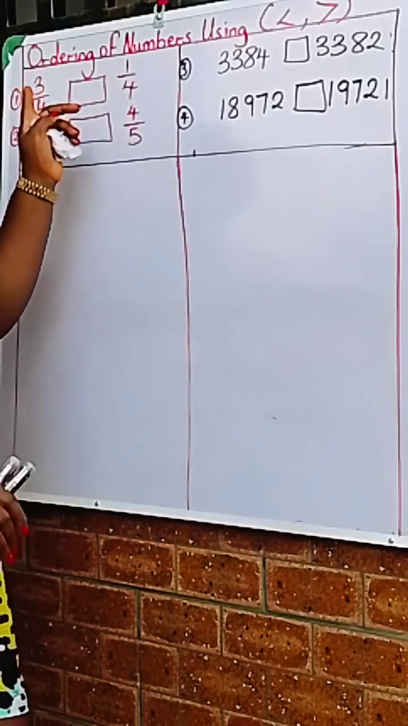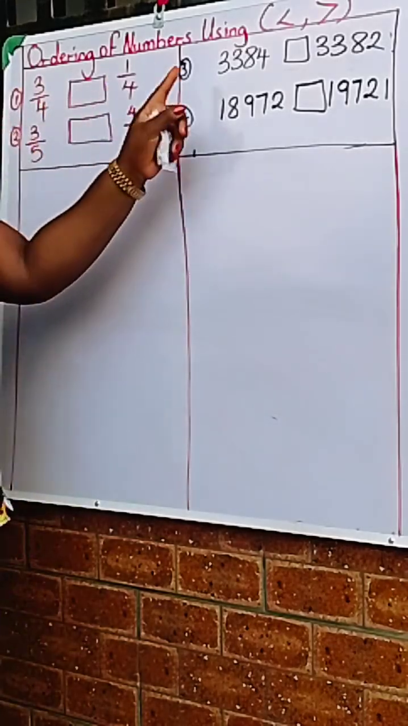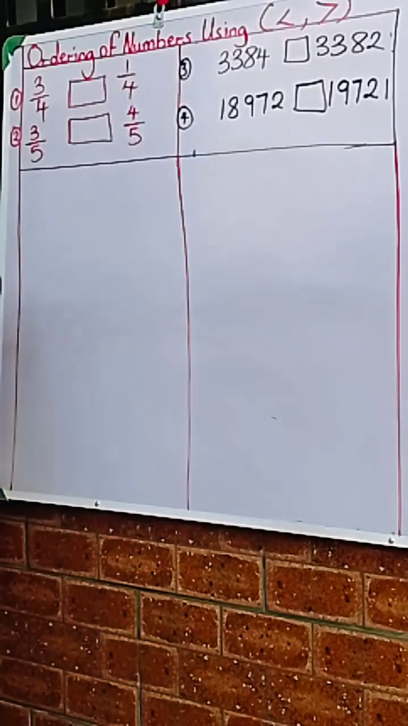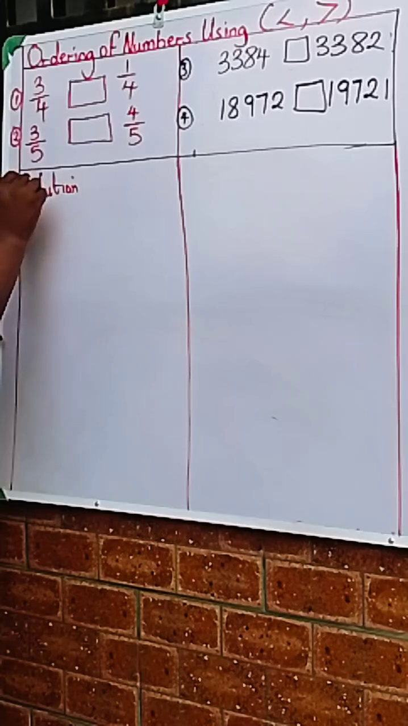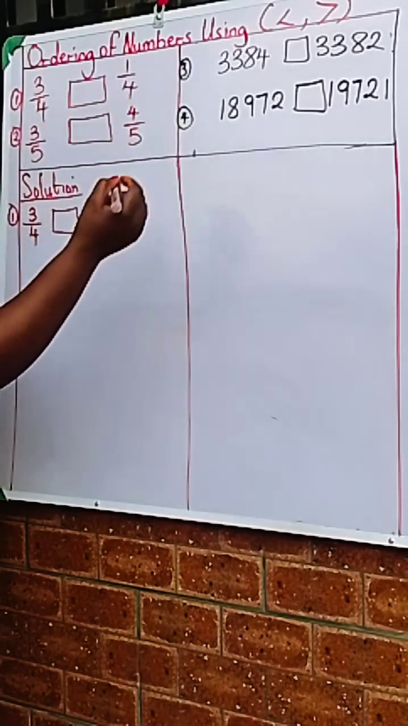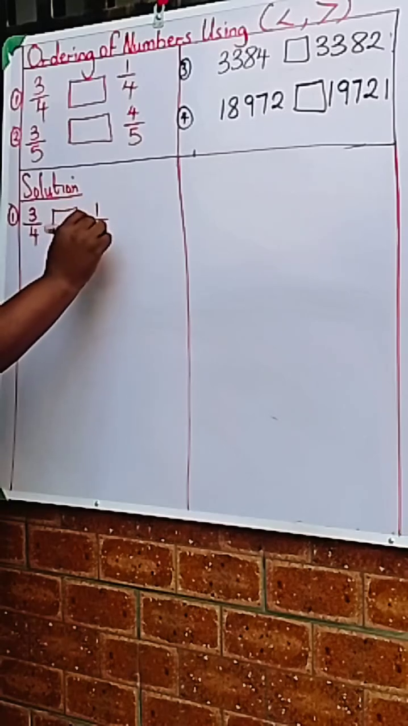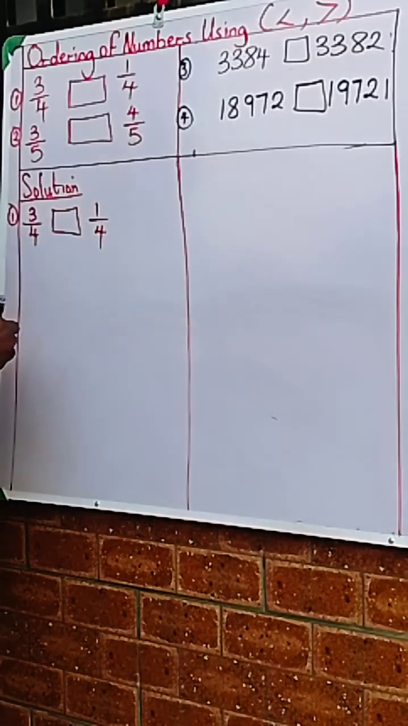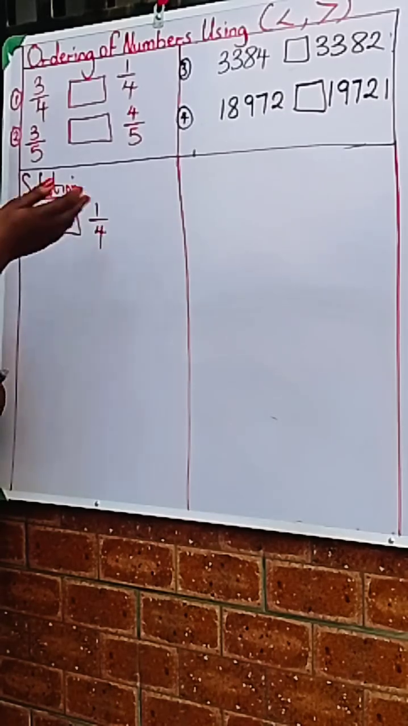Now look at this. Let's do this. Number 1, we have 3/4, our box for less than or greater than, then we have 1/4. Somebody would say, how do we do this? It's very simple. They are already like fractions.